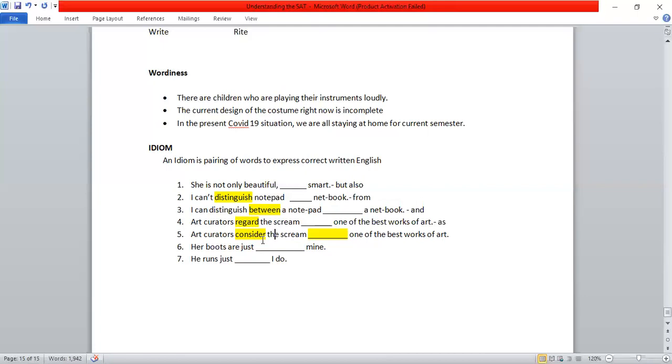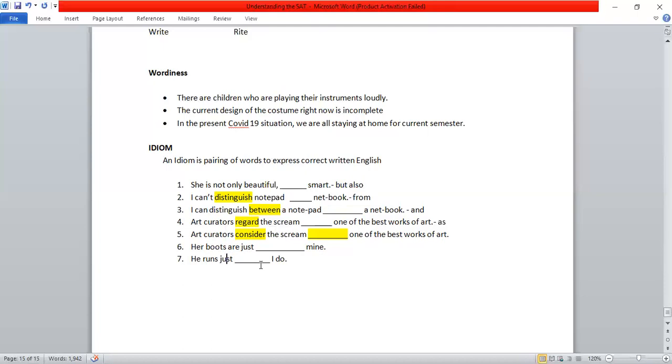Yes. Next, her boots are just dash mine. And if you compare with this, he runs just dash I do. So we have just in both these cases. But just can go with multiple words. It can go with like, it can go with as, both of them. So can I say her boots are just as mine? He runs just like I do? If you're saying yes, no, it's not so.